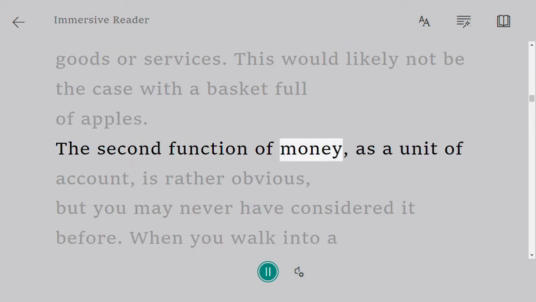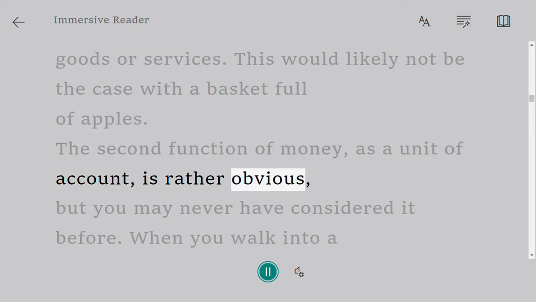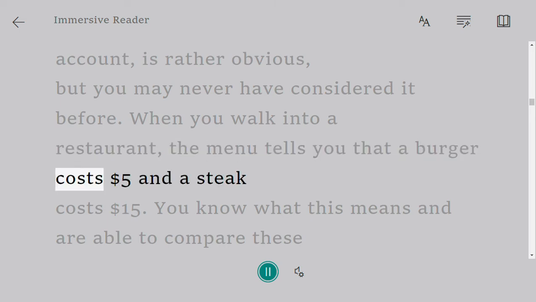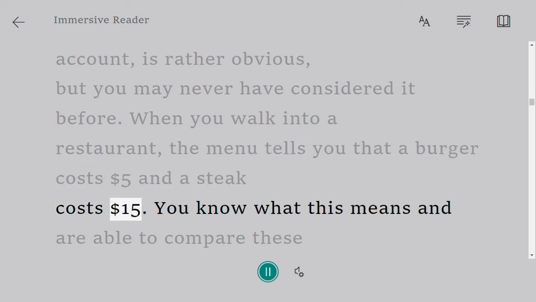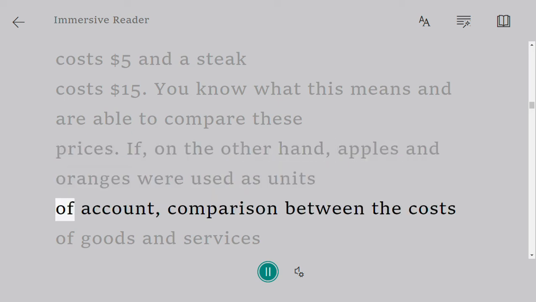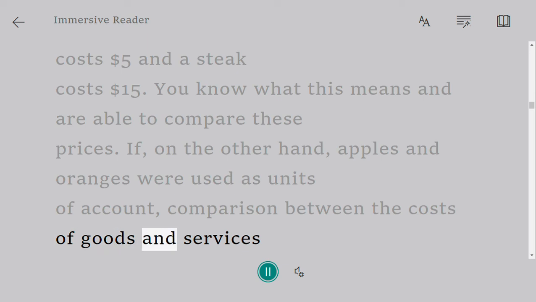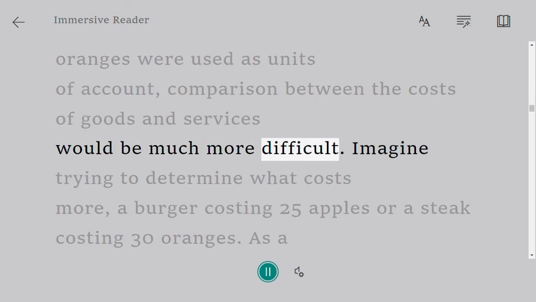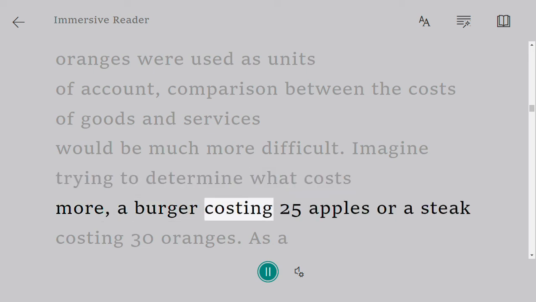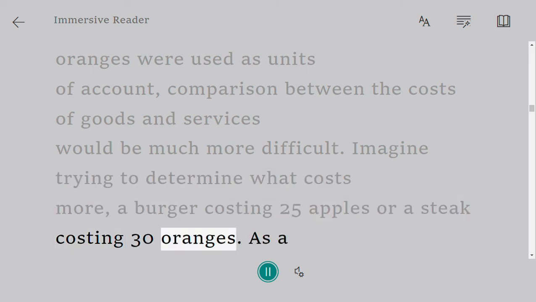The second function of money, as a unit of account, is rather obvious. But you may never have considered it before. When you walk into a restaurant, the menu tells you that a burger costs $5 and a steak costs $15. You know what this means and are able to compare these prices. If, on the other hand, apples and oranges were used as units of account, comparison between the costs of goods and services would be much more difficult. Imagine trying to determine what costs more, a burger costing 25 apples or a steak costing 30 oranges.